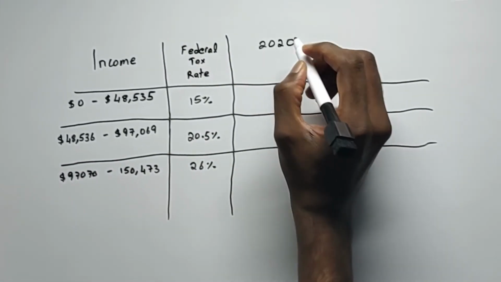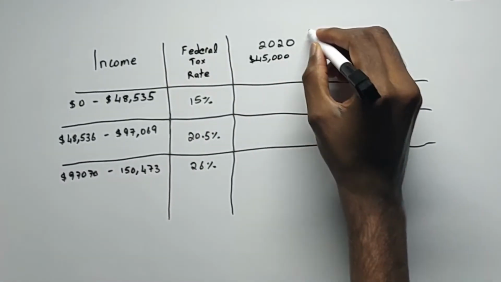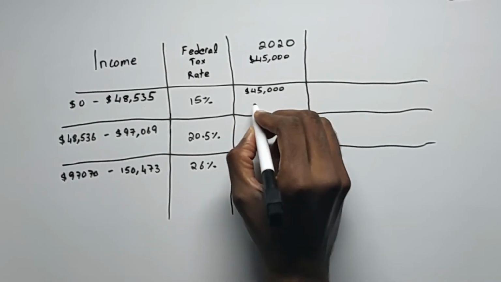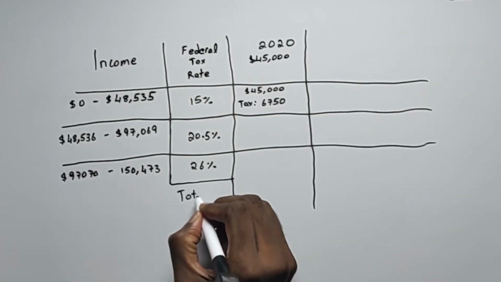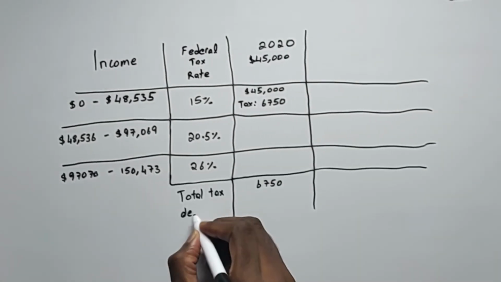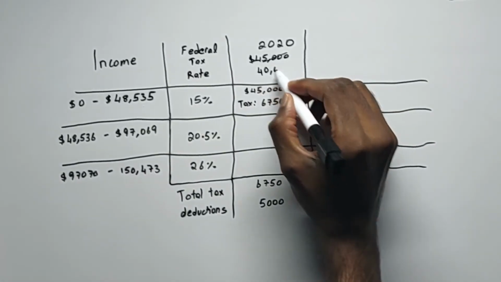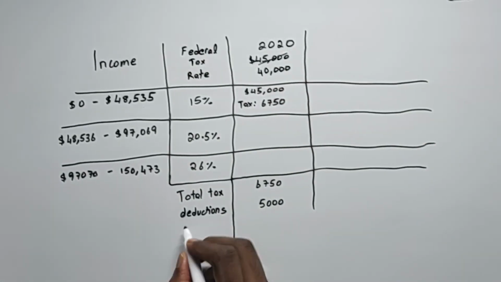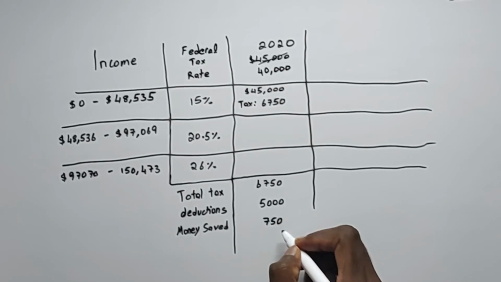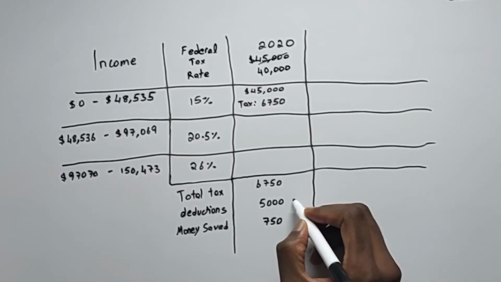If you made $45,000 in 2020, you would be paying 15% tax on the total amount, which equates to $6,750. If you contributed $5,000 to your RRSP and you're claiming it, you would have saved $750.